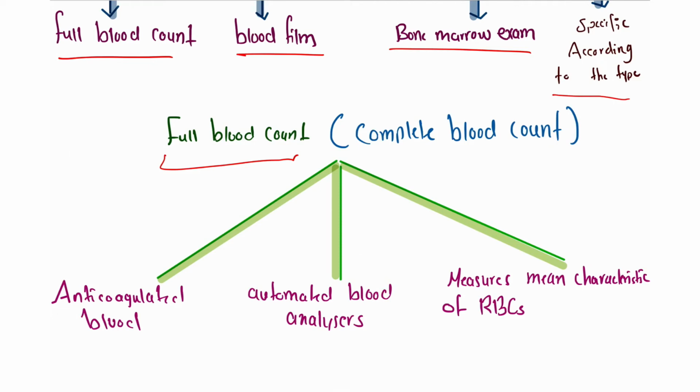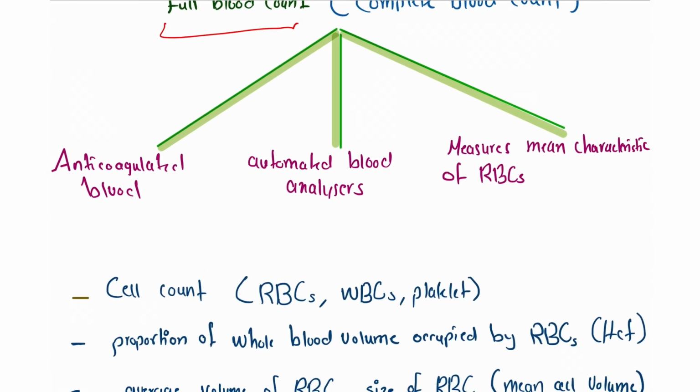Full blood count uses automated analyzers that measure the mean characteristics of RBC as well as other blood cells. These characteristics include cell counts, meaning it counts the number of RBC, white BC and platelets. Normal RBC is about 5 million, while white BC is from 4,000 to 11,000, and platelets from 150,000 to 450,000 cells.